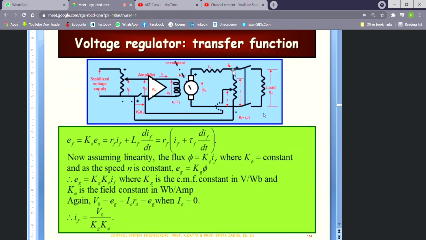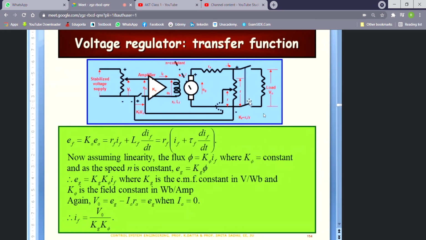So now we come to the output side. The voltage at the output is equal to VO, and VO is going to be equal to, you can see that, Eg minus IA RA, right? Now, as I said, this resistance over here, small r, is made very large, so that we assume that a negligible current circulates over here if this switch is in the off position.